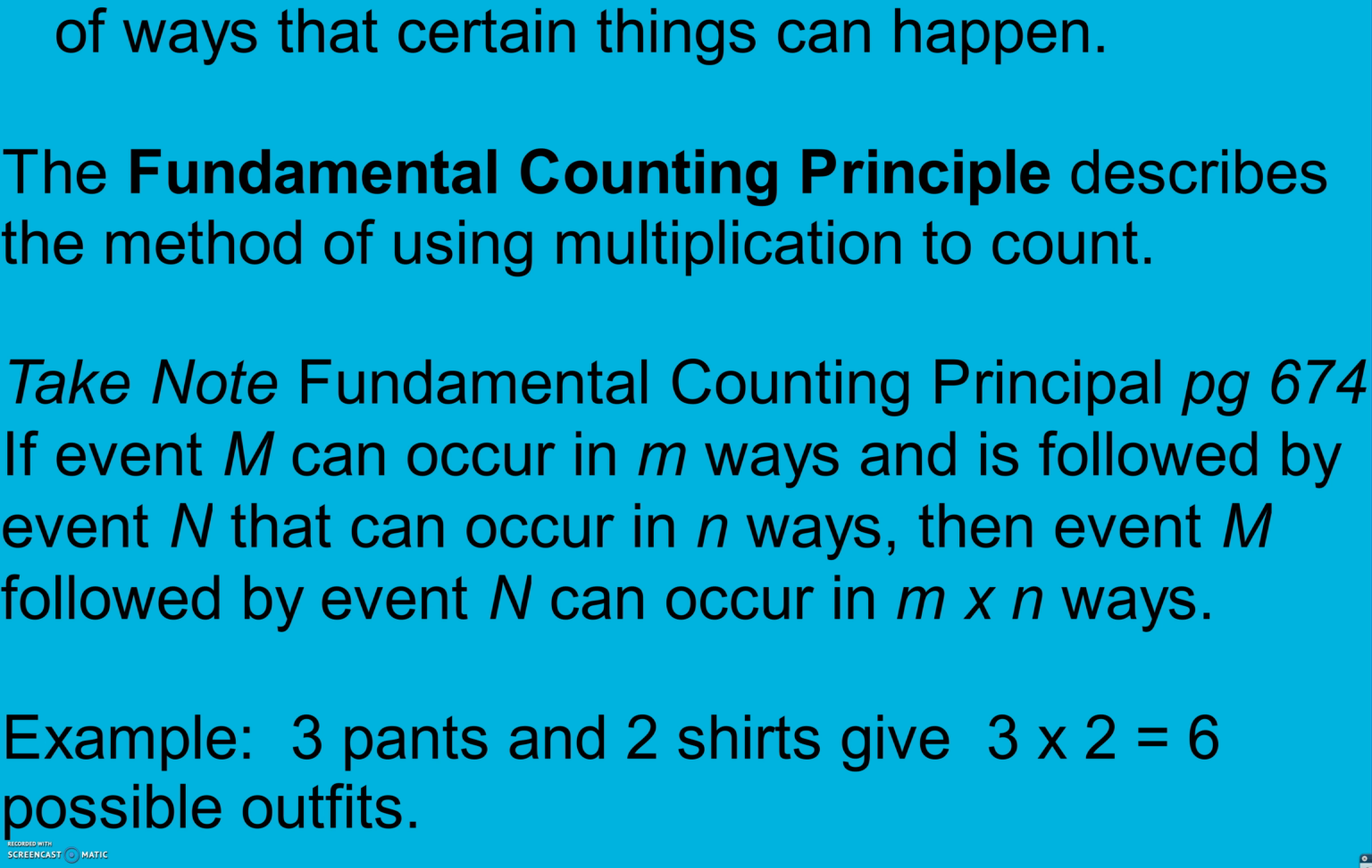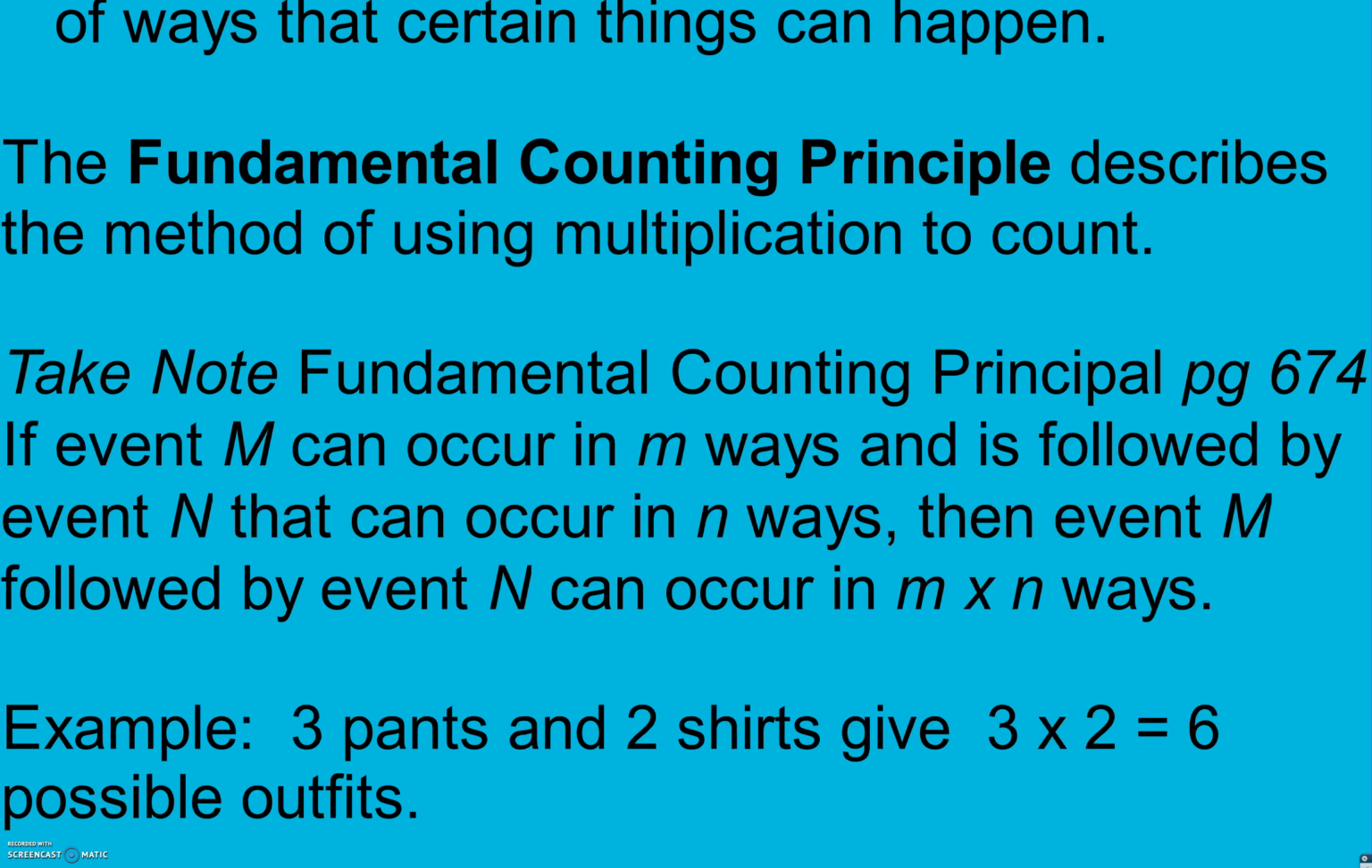So it's a lot of stuff there. A lot of maybe this, maybe that. Here's an example. If we have 3 pairs of pants and 2 shirts, we can take 3 times 2 to get 6 possible outfits. So if you're looking in your closet and you're looking at 3 pairs of pants and 2 shirts, there's 6 possible outfits that you can wear based off the combination of those.